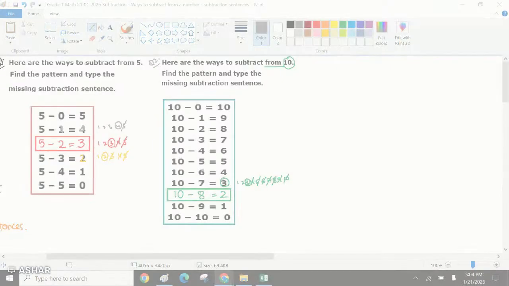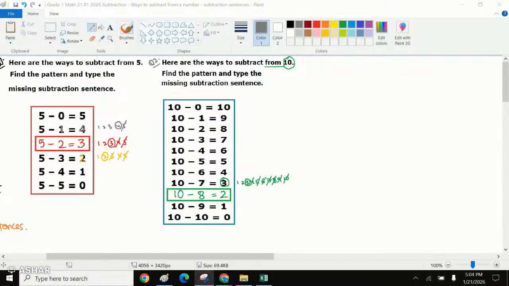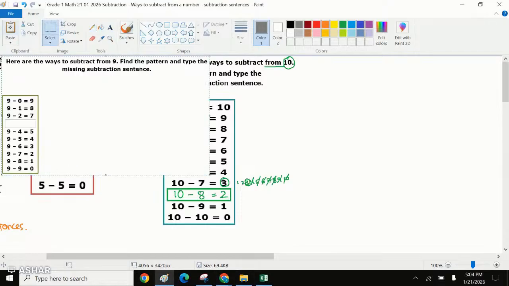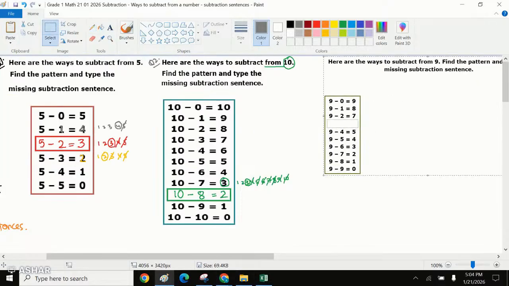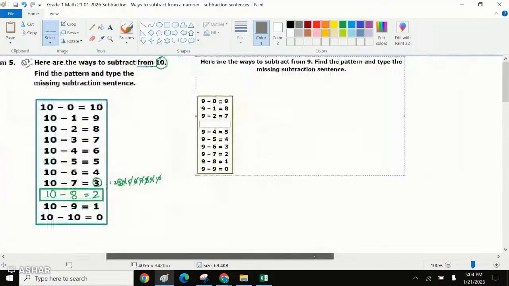Okay, the next question says here are ways to subtract 9, from the missing subtraction sentences. Okay, the third question, we have this question number.